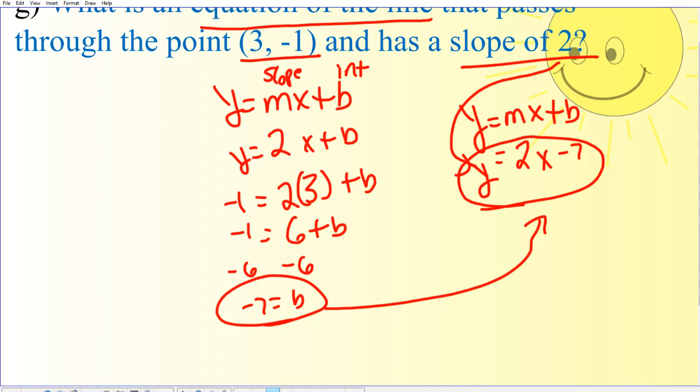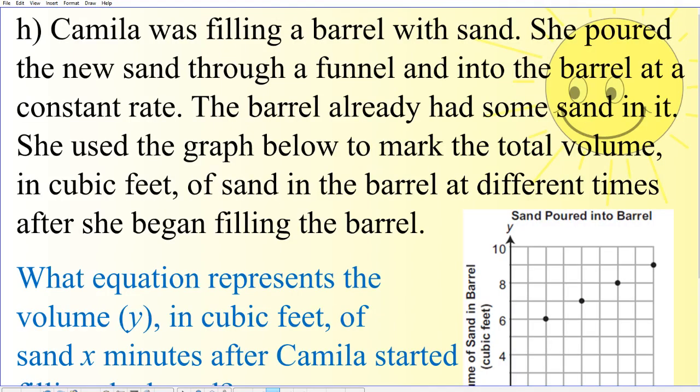Got 2 left. Letter H. Camilla was filling a barrel with sand. She poured the new sand through a funnel and into the barrel at a constant rate. There's that word again. Rate. Constant rate. Slope. And the fact that it's a constant rate means it's linear. Means it's a straight line.